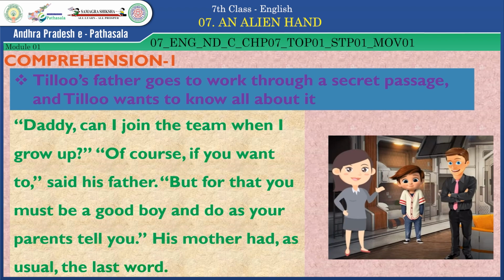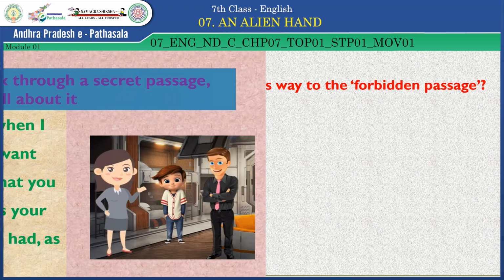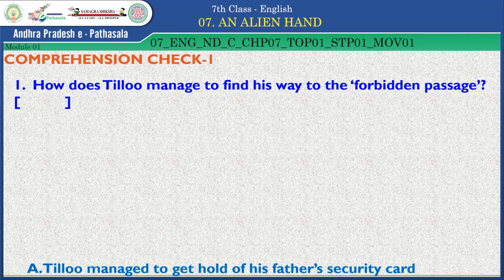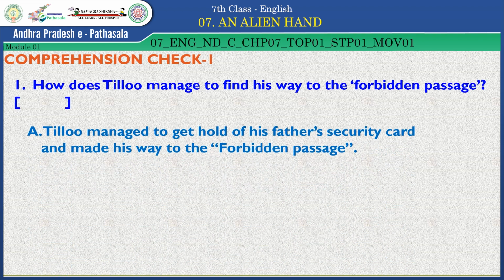Children, now, let's check how much we understand through some questions. Are you ready, children? Comprehension check 1. Question number 1. How does Tilo manage to find his way to the forbidden passes? Option A. Tilo managed to get hold of his father's security card and made his way to the forbidden passes.